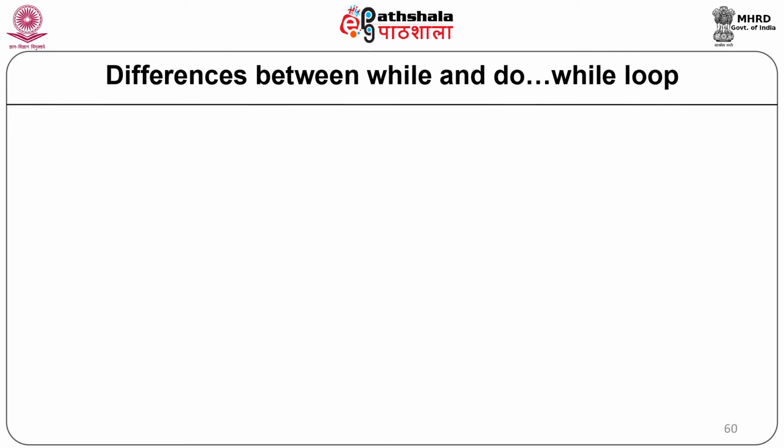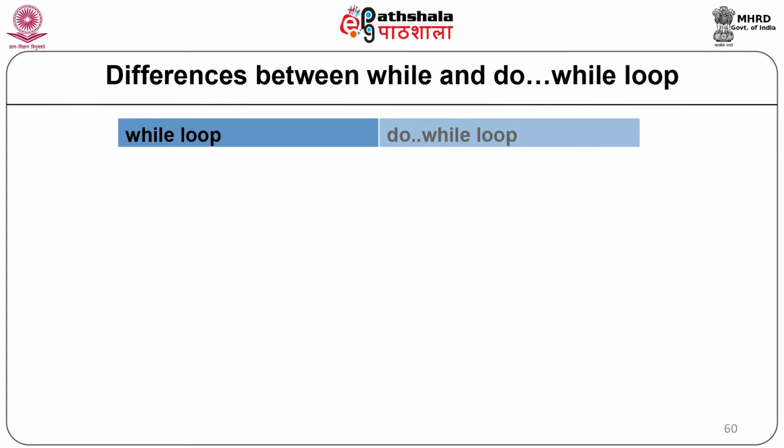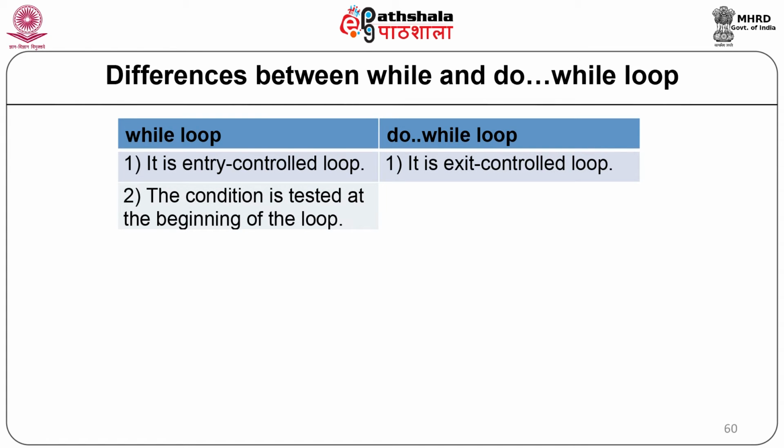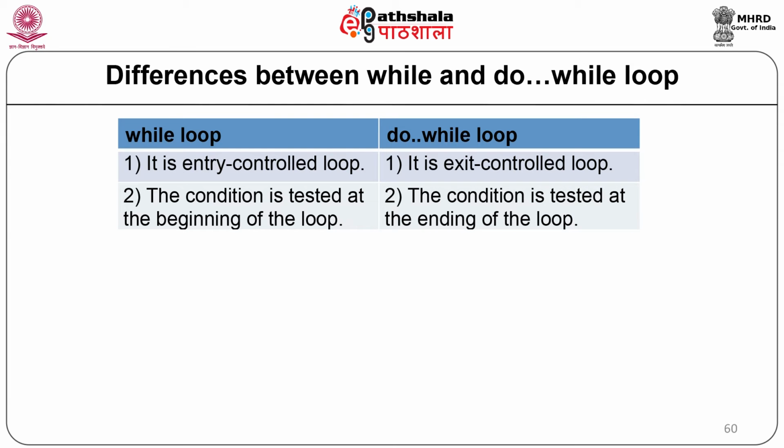Now, let us see the difference between two loops, while and do while. While is an entry control loop, whereas do while is an exit control loop. The condition is tested at the beginning of the loop in a while. The condition is tested at the end of the loop in do while.